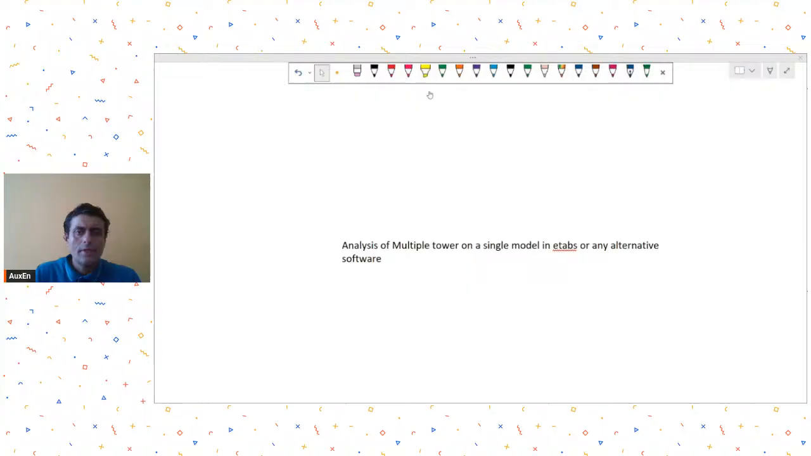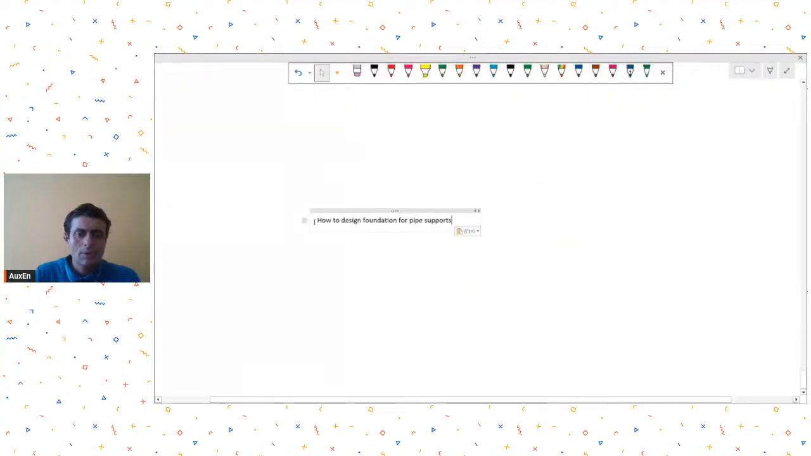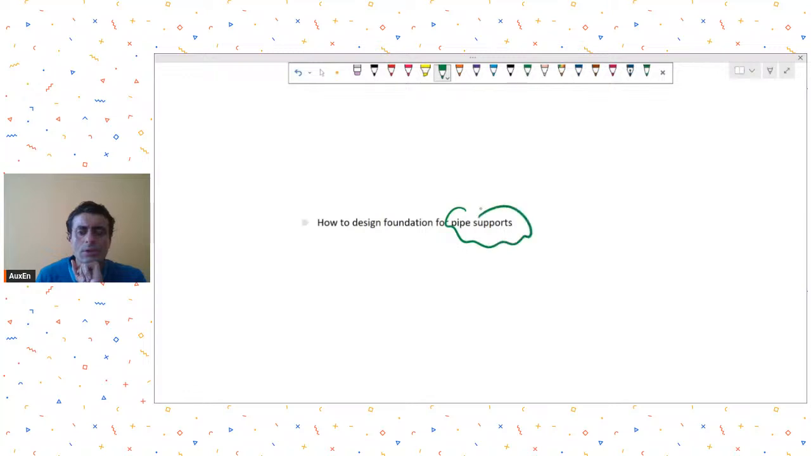Okay. Then we have the next query from engineer Santosh A from Bengaluru. He's asking how to design foundations for pipe supports, just as you do it for other structures. I don't understand why there is this whole complexity created around pipe structures or pipe racks. If you understand the basics, it's just like any other structure.